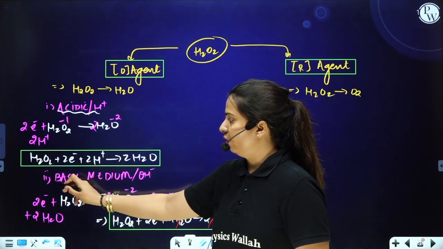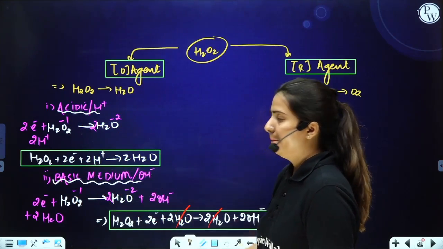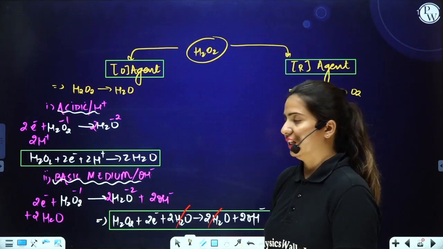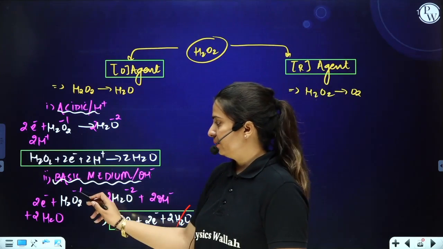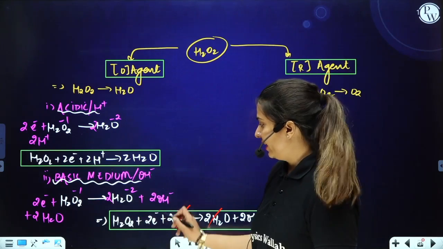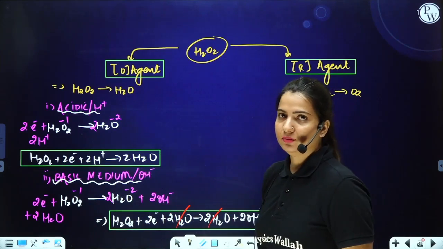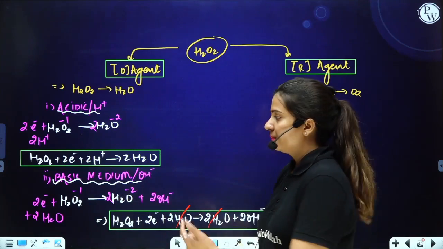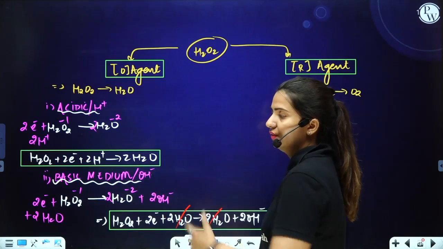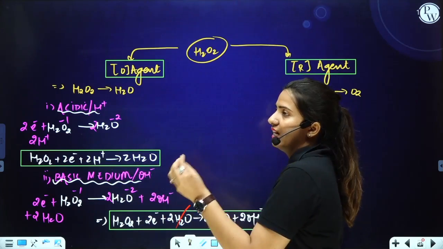What I'm doing in the basic medium is simply, first I'm calculating the oxidation state. Here it is -1, so charge will be -2. Here it is -2, so charge will be -4. So I'm adding 2 electrons over there to balance the oxidation state charges. So if I have added 2 electrons over here, there will be -2 charge I have extra created.